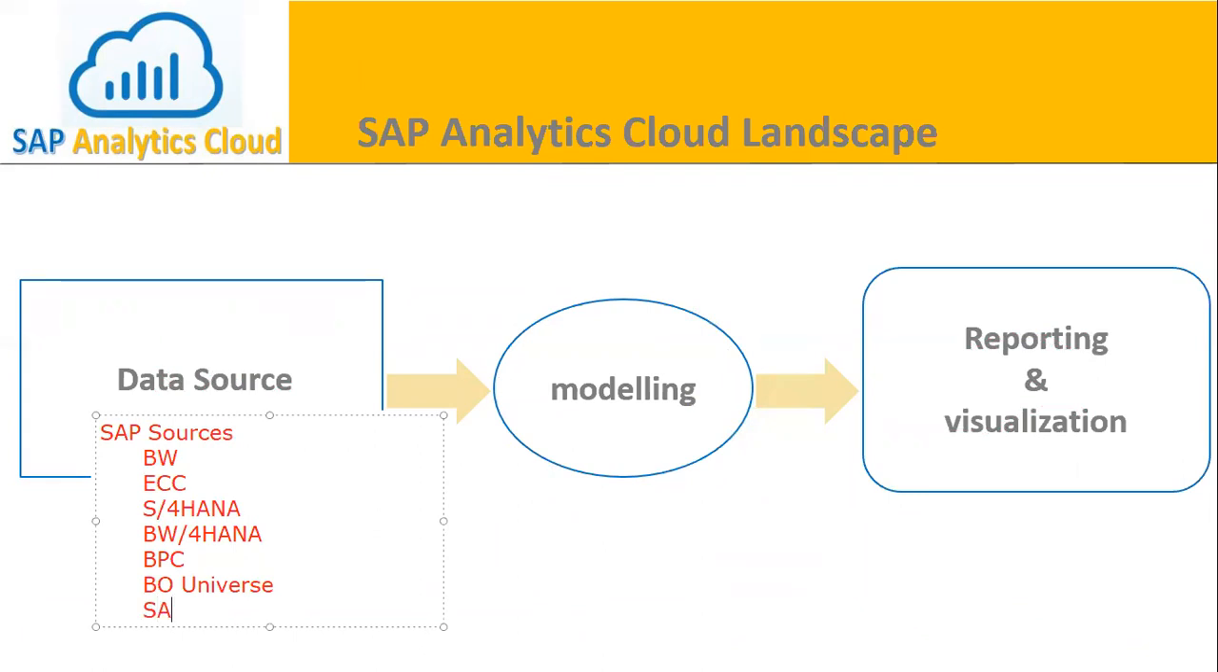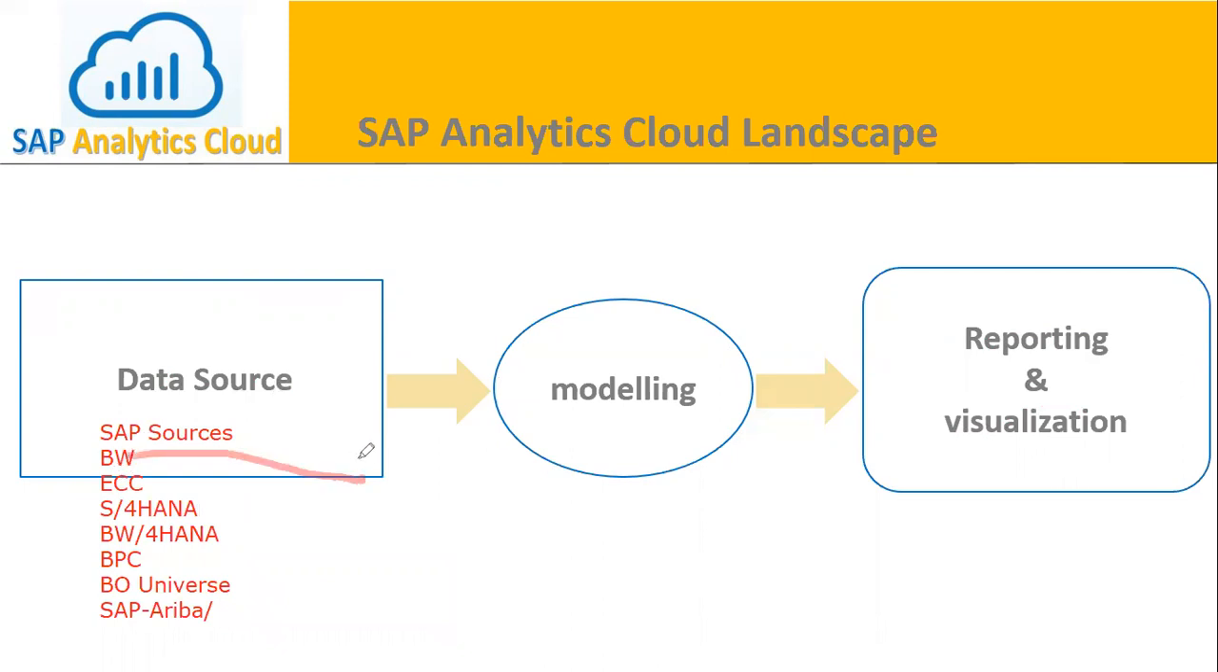If BW is a source system for SAC, in what form can we access the data? Cubes, DSOs, BEx queries, or web reports? If it is BW, then it is BEx queries. And if it is BO, it will be universes.